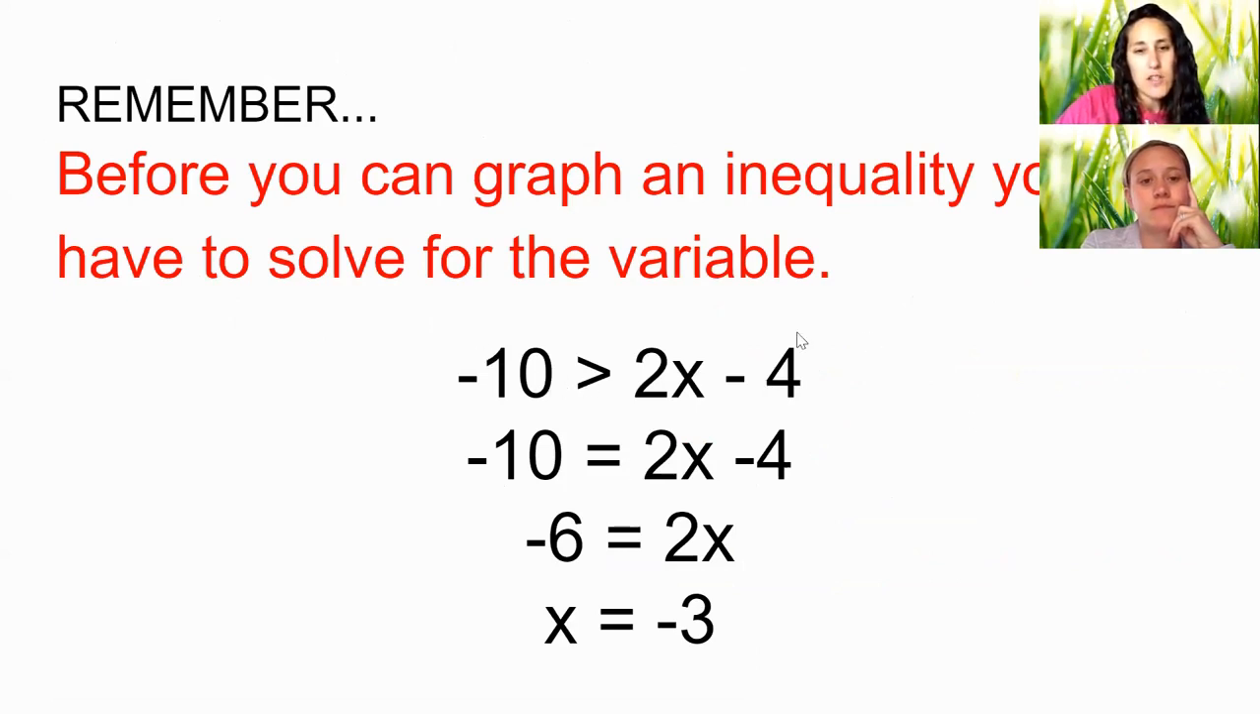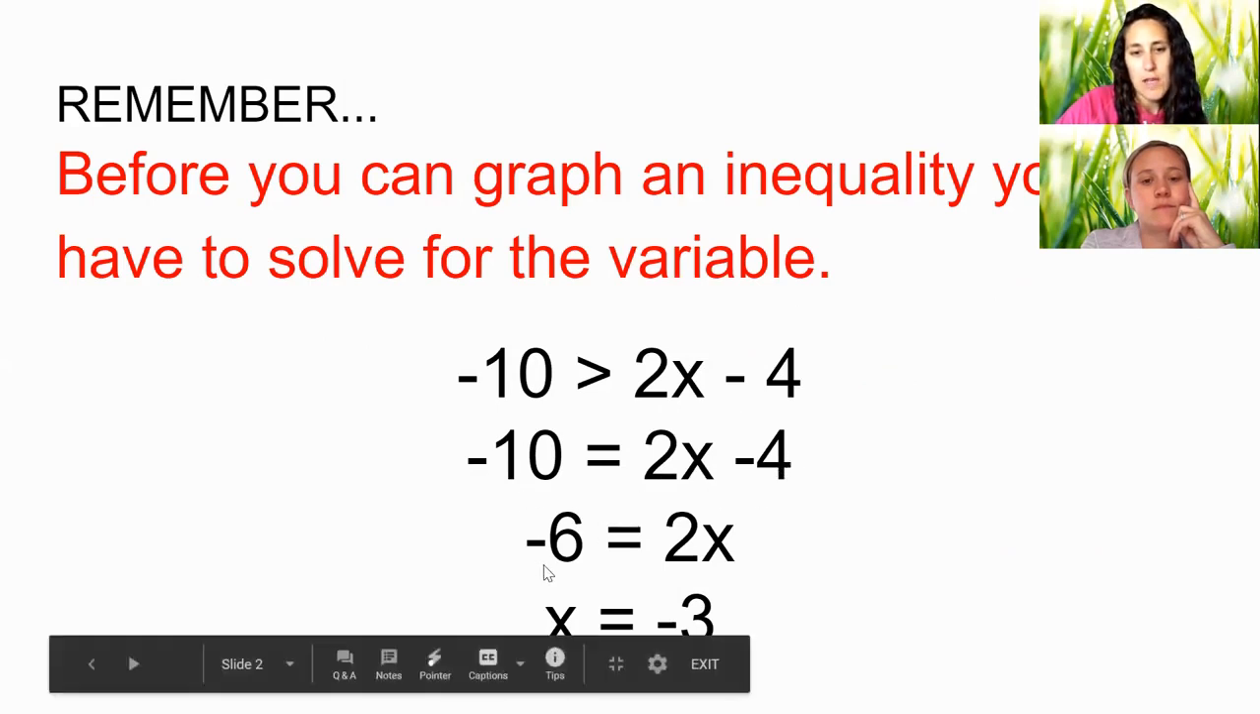Remember, when you solve an inequality, you first solve it like it is an equation. For example, for this one, you would add 4 to both sides, which would give you -6 plus 2x. Divide both sides by 2, and you would get x equals -3.